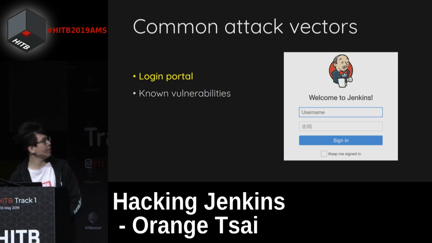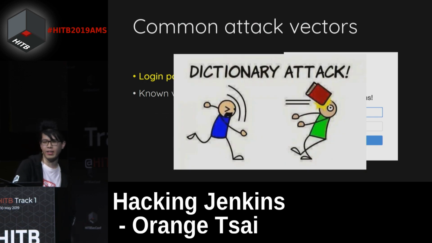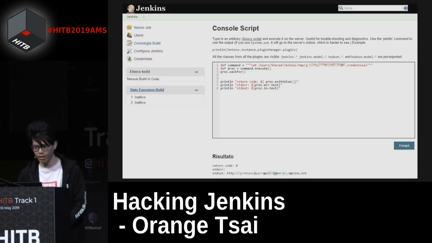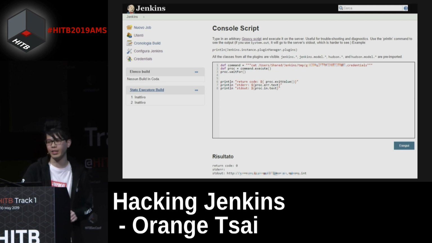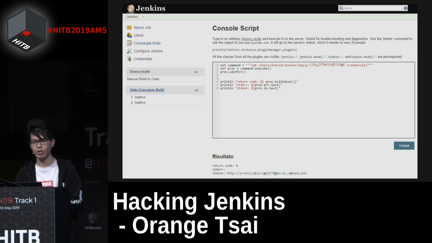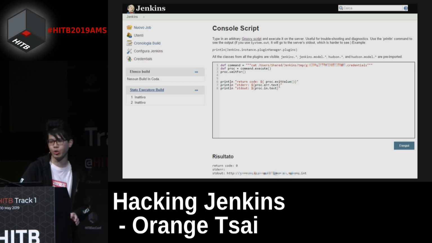Okay, common attack vectors. The most common attack vector is the dictionary attack. And there is a very hacker-friendly feature called the script console in Jenkins. If you have a valid login credential, you can use the script console to execute arbitrary Groovy script. That means you can execute arbitrary commands on the remote server.